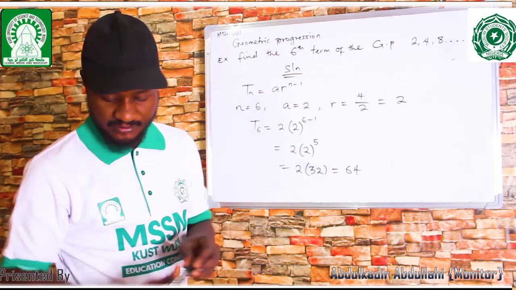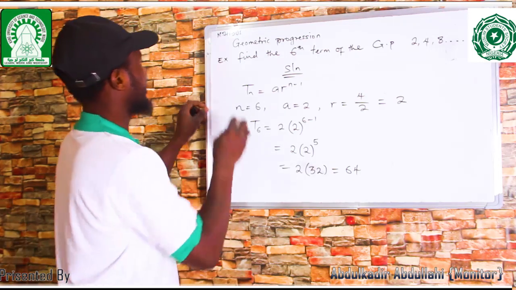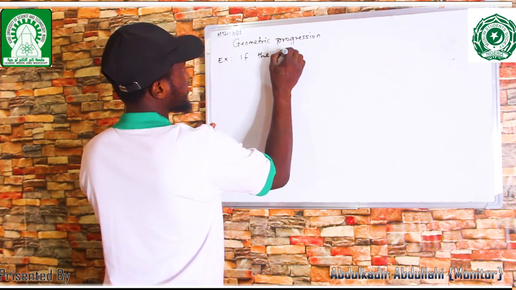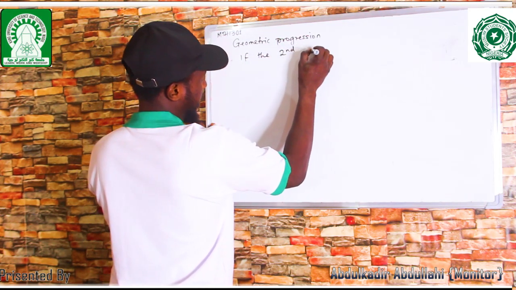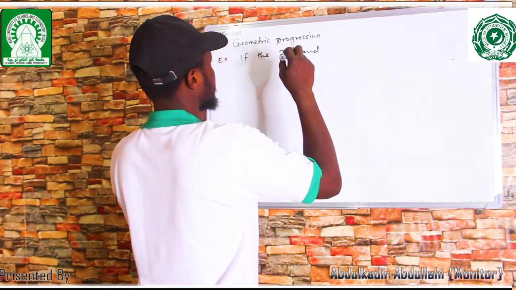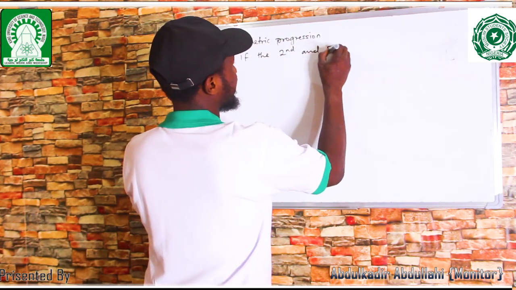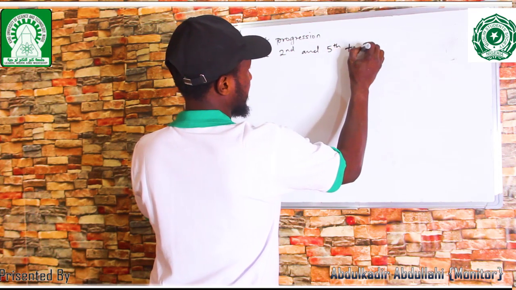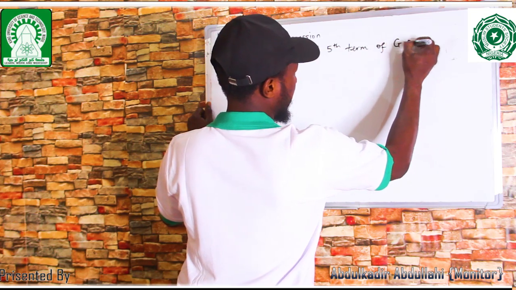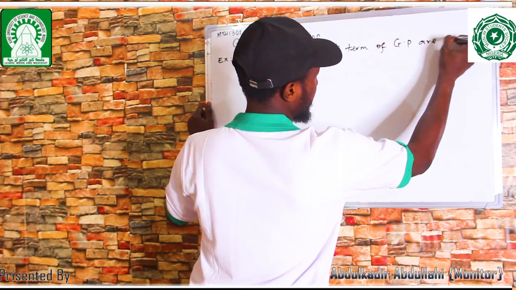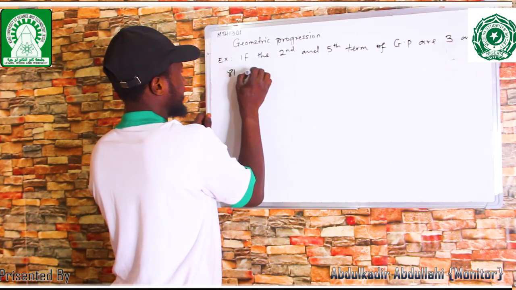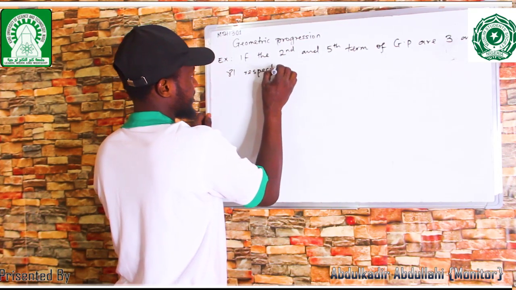Let's see another example. After this one, if the second and fifth terms of a GP are 3 and 81 respectively.